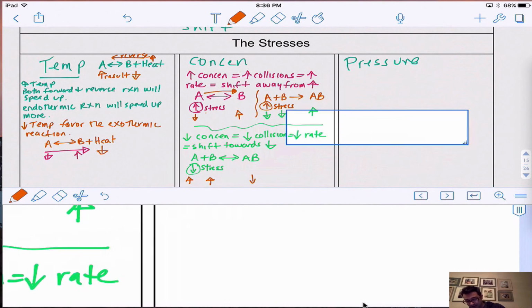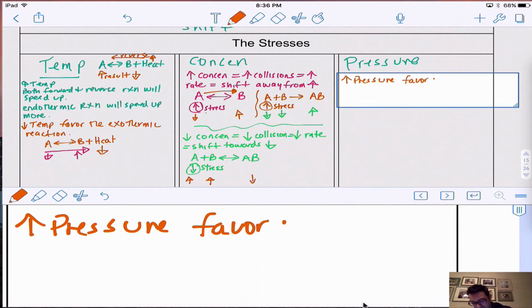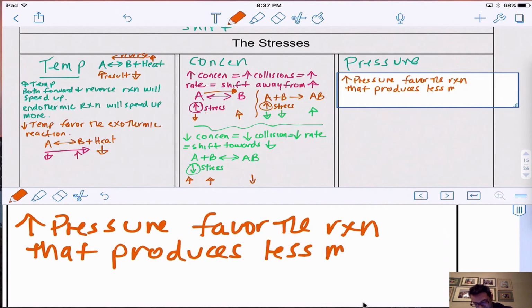Now the last stress is pressure. Pressure only applies to gaseous systems. If we increase the pressure, then we will favor the reaction that produces fewer moles of gas. So what would this look like?